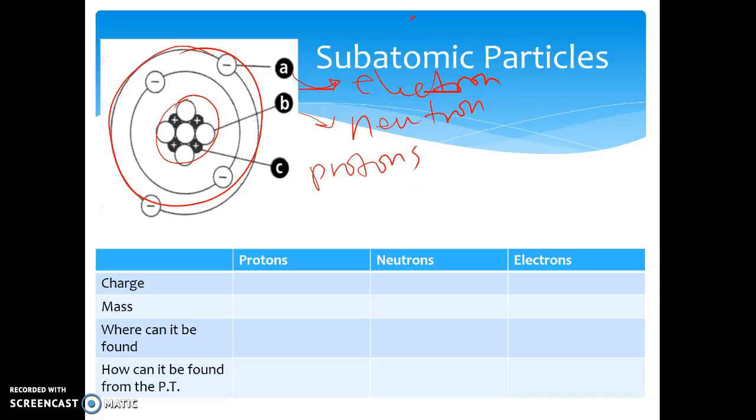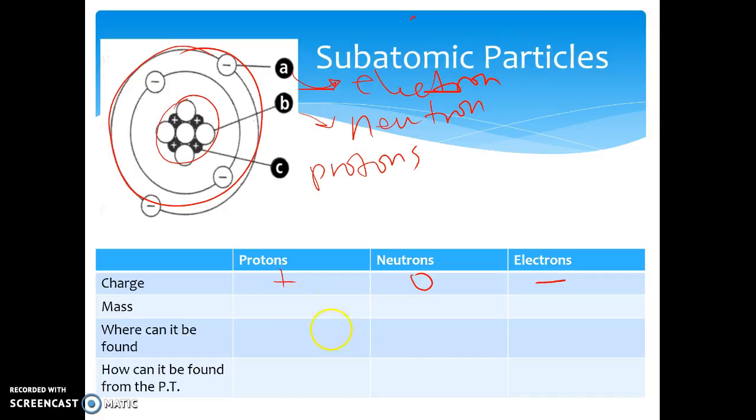Let's quickly fill out this chart just to review. Protons have a positive charge, neutrons have no charge, and electrons have a negative charge. Once again, if I were you, I would definitely make sure that this is on my periodic table for my final exam. Only two of these particles have a mass, and we need to keep that in mind.